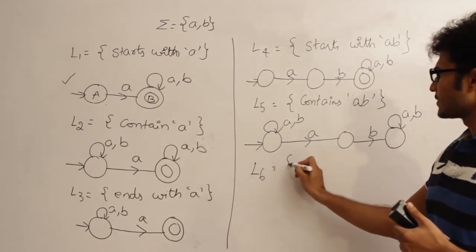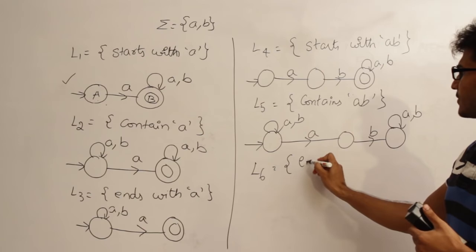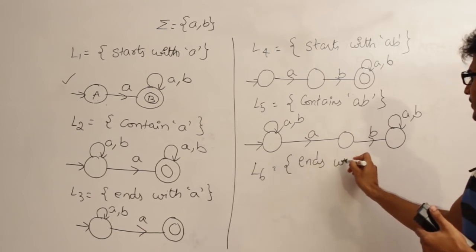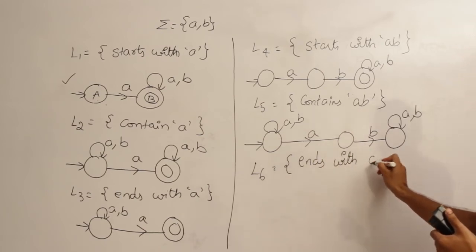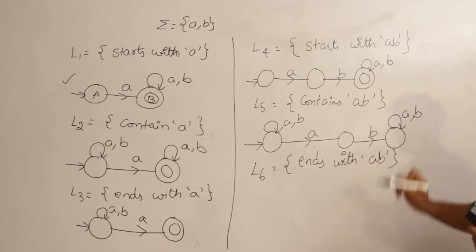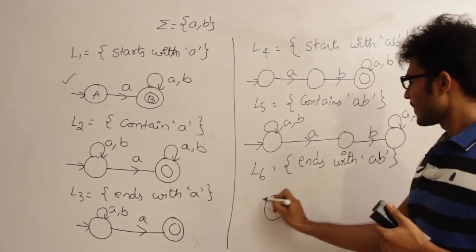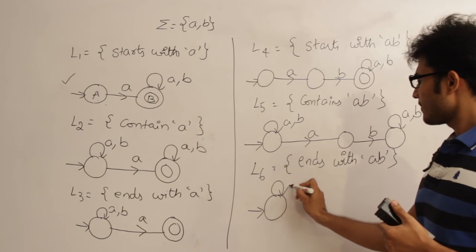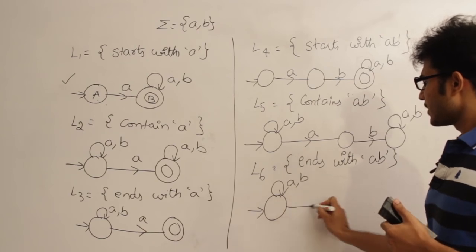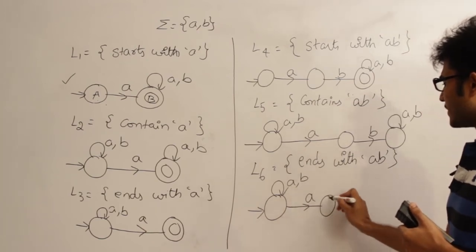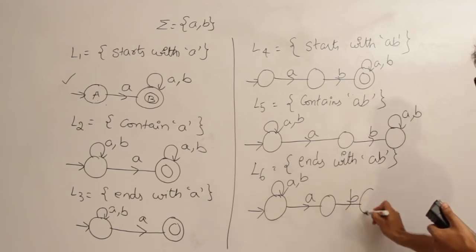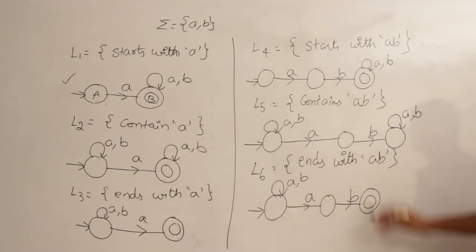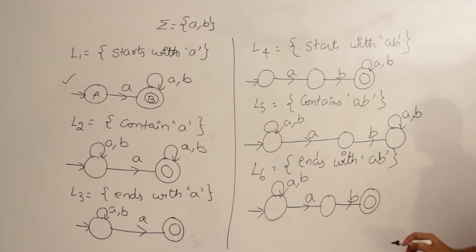And L6, ending with AB, ends with AB, which means I don't care what happens in the beginning. If it ends with AB, I'll accept it. So these are some of the examples for NFAs.